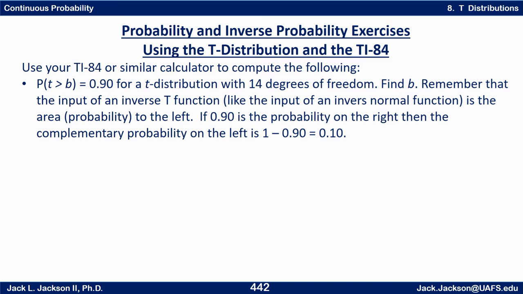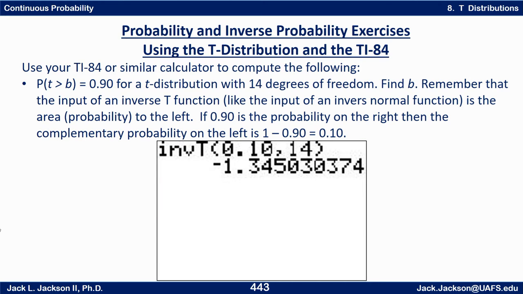All right, how about this one? Probability that t is greater than b is 0.9 for t distribution with 14 degrees of freedom, find b. Now this time, remember that the input of an inverse t, like the input for an inverse normal, is the area or probability to the left. So if 0.9 is the probability on the right, then the complementary probability on the left is 1 minus 0.9, which is 0.10. And then when you work that out, you get this. So in this case, the t value we're looking for is negative 1.345.